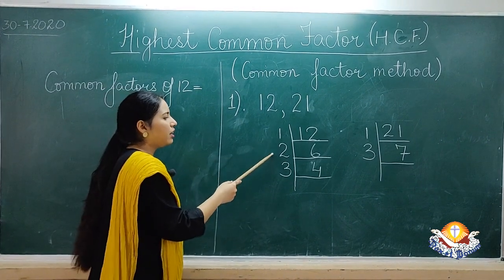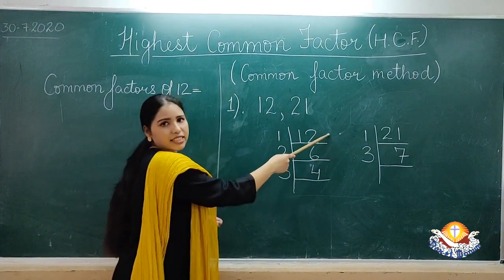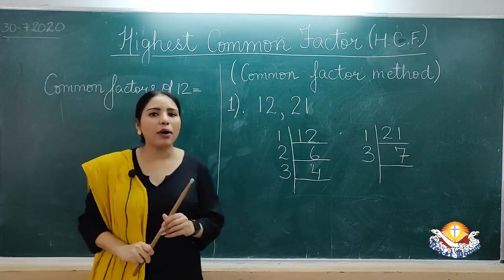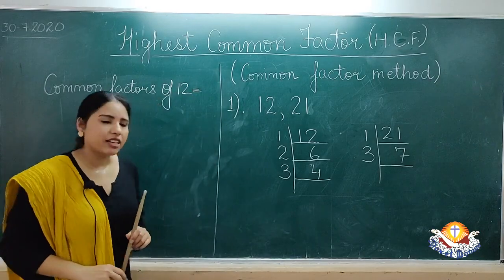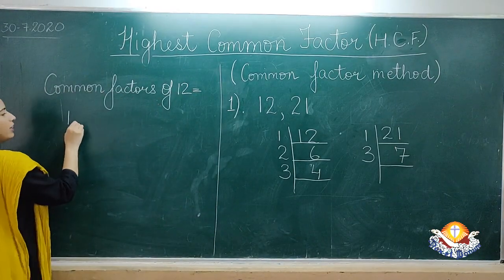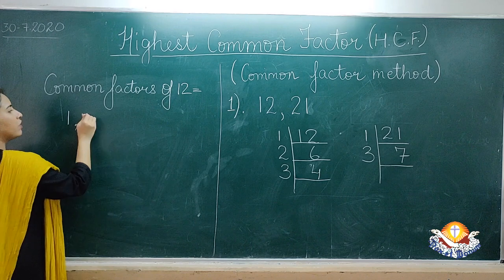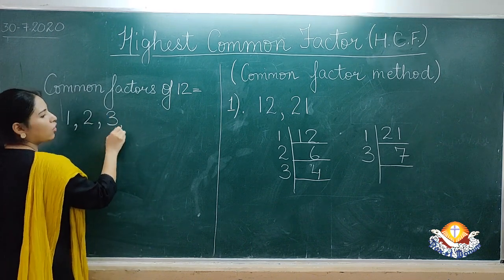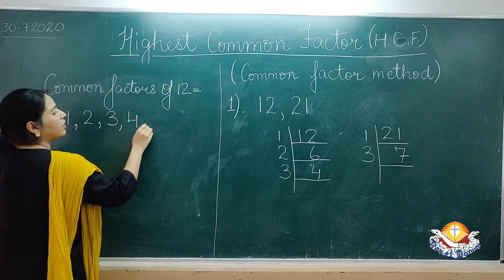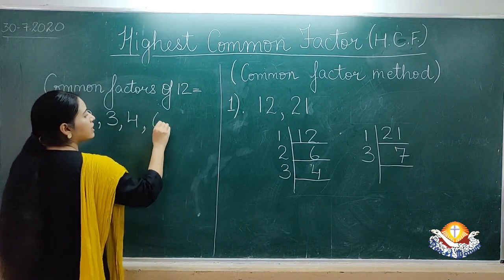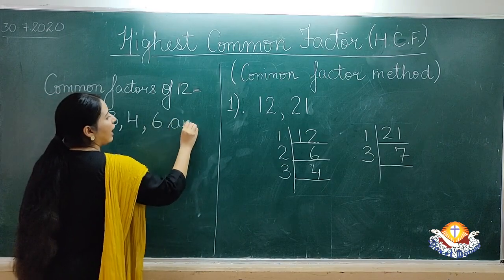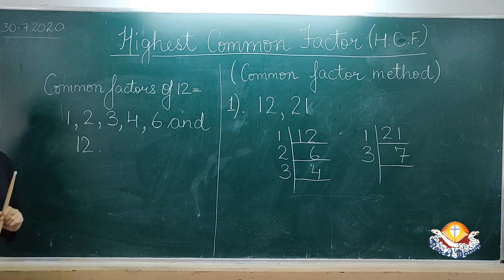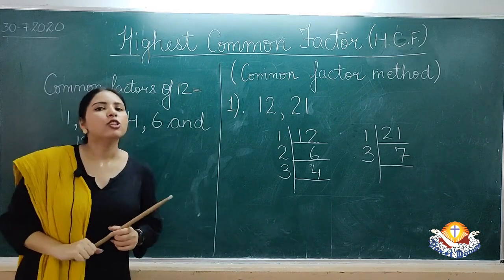We start from here and then we go on to the right hand side. So we start from number 1 and we have to put commas between all factors. So we write 1, comma, 2, comma, 3, comma, 4, comma, 6 and 12. So these are the factors of 12.